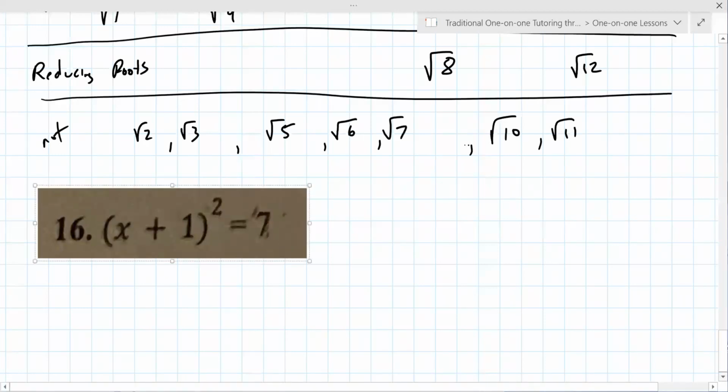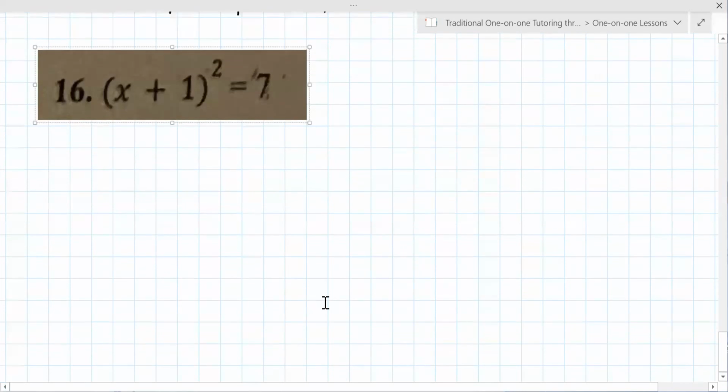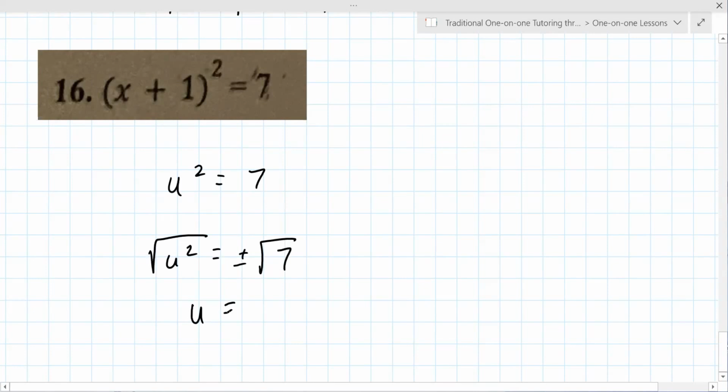All right, so this one is kind of like the last one, but there's stuff going on in parentheses here that makes it a little different. But for the moment, let's just presume it's u squared equals 7. And if you take the square root of both sides, the answer is plus or minus the square root of 7. Because 7 is not friendly.